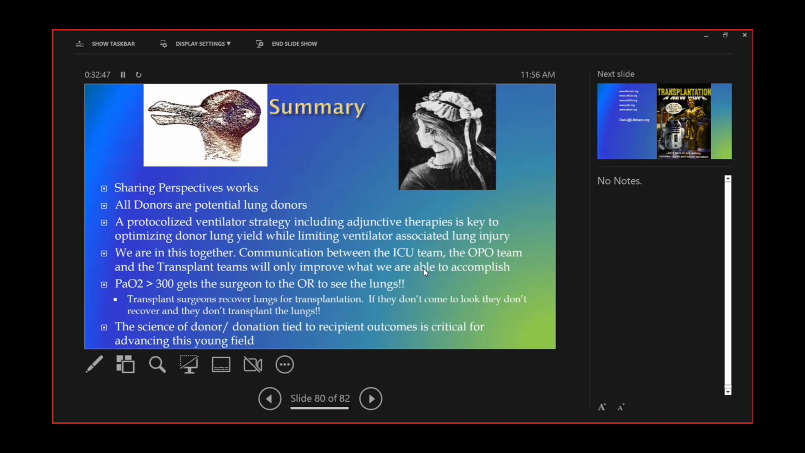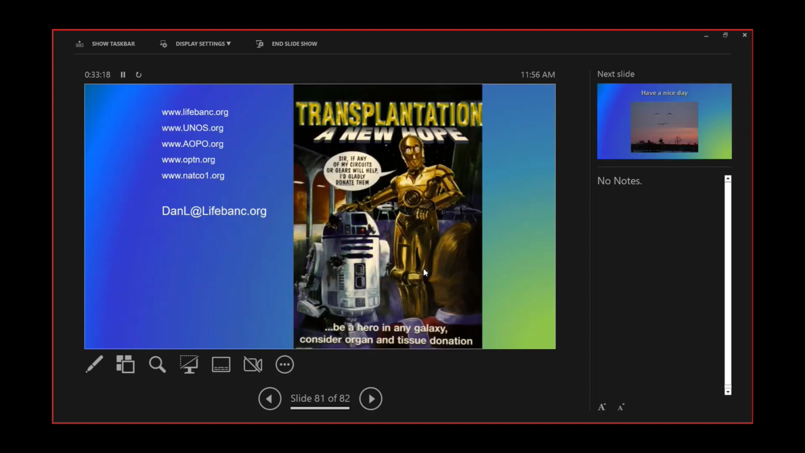So sharing perspectives works. All donors are potential lung donors until proven otherwise. Use a protocolized strategy where you're trying to maximize lung donor yield while limiting ventilator-associated lung injury. We're all in this together. You've got to communicate between the ICU, the OPO, and the transplant teams. A PF ratio greater than 300 is what gets the surgeon to the OR to see the lungs. And you can't recover lungs without a transplant surgeon. And then the science of donation and donor management is tied to recipient outcomes, and it's still critical for this field.